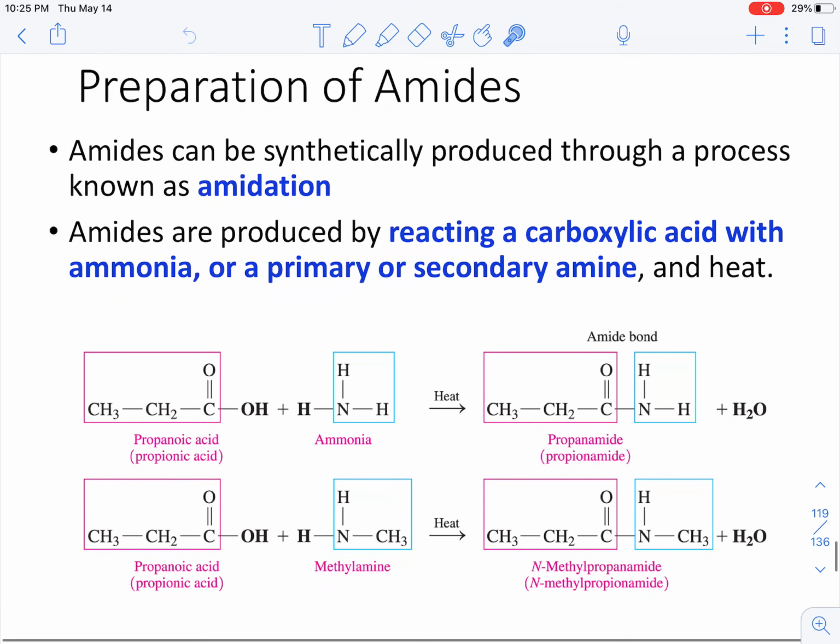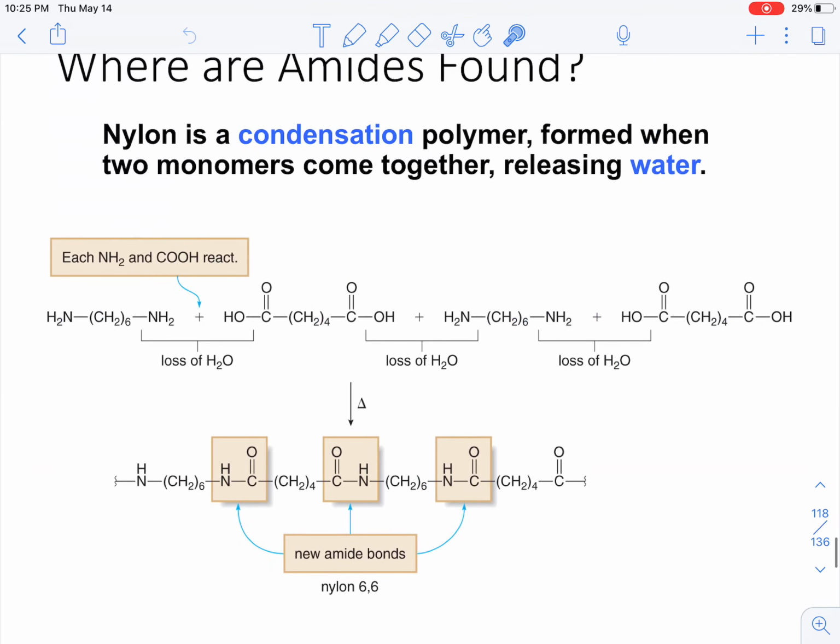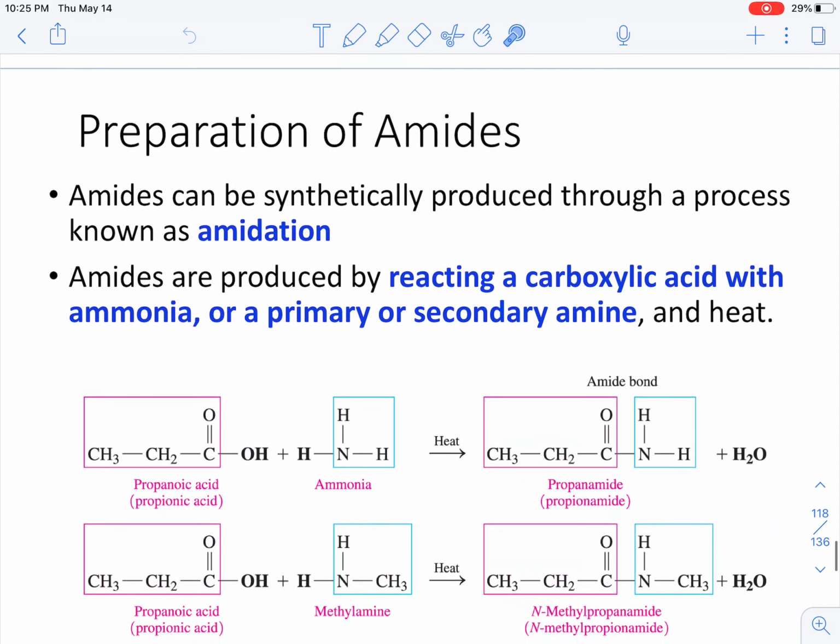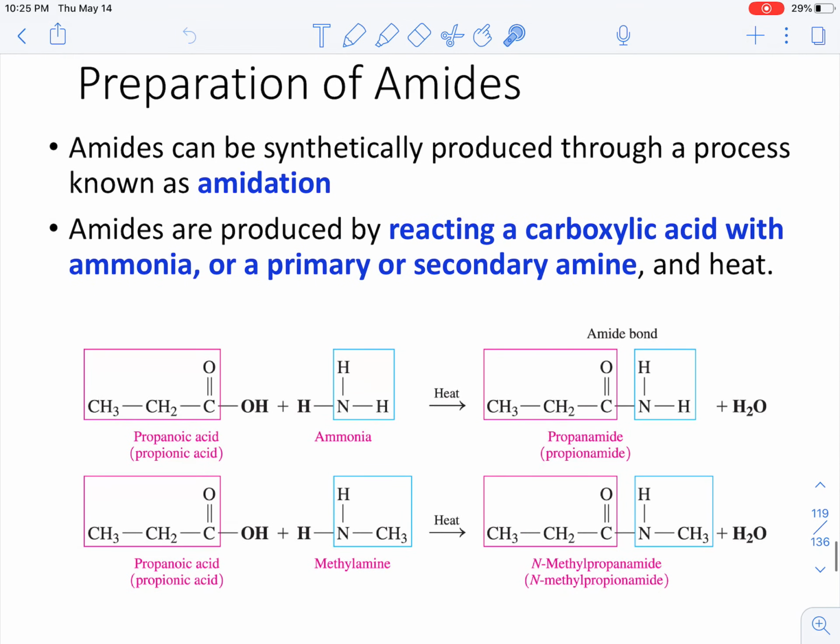In terms of preparing amides, we kind of saw it in the previous slide. In terms of synthesizing amides, this process is known as amidation. Amidation is nothing more than reacting a carboxylic acid with ammonia, a primary or secondary amine, in the presence of heat.